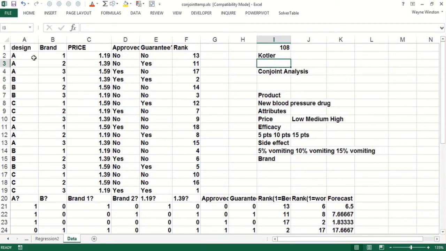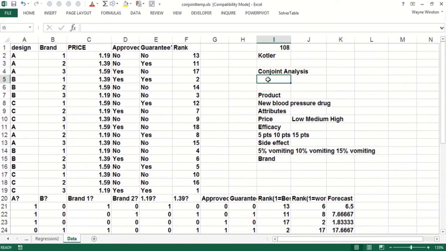Okay? And so this is the first product profile, the second product profile, et cetera. And then they asked the consumer to rank those product profiles, where a 1 is the product profile they liked the best, which was design C, brand 3, $1.19 price, approval, and a guarantee. The product they liked the worst was the highest price, had an approval, no guarantee, it was brand 1, and it was design A. Okay, now, you can't just randomly pick out these product profiles.